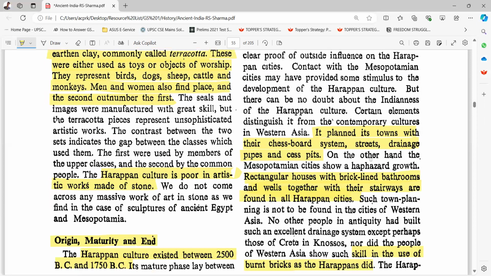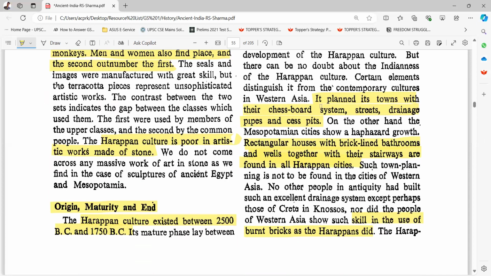On the other hand, the Mesopotamian cities show a haphazard growth. Rectangular houses with brick-lined bathrooms and wells, together with their stairways, are found in all Harappan cities. Such town planning is not to be found in the cities of Western Asia. No other people in antiquity had built such an excellent drainage system, except perhaps those of Crete in Knossos. Nor did the people of Western Asia show such skill in the use of burned bricks as the Harappans did.